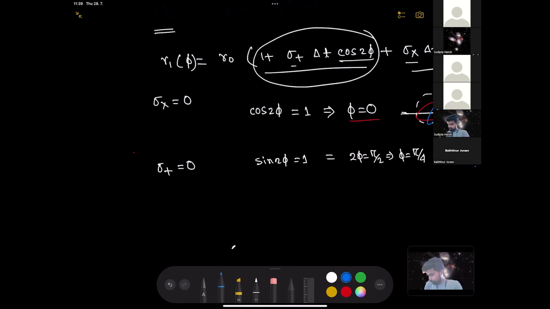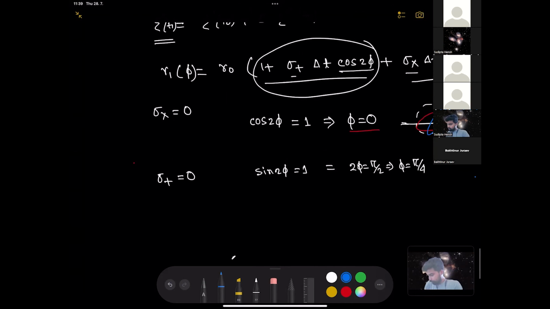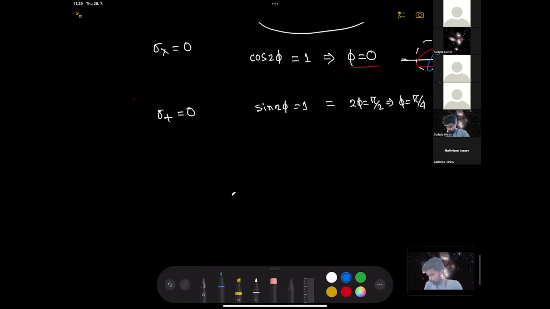So this sigma plus and sigma cross, they are shear parameters. They describe how shear can influence the propagation of a bunch of curves in space-time.